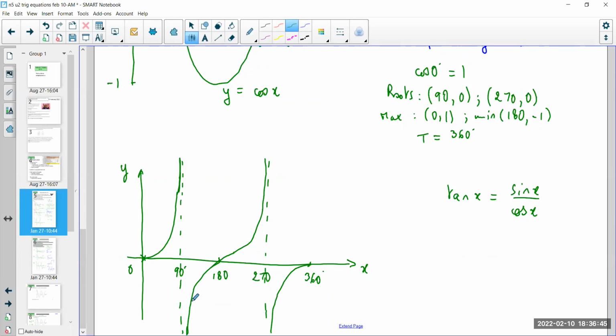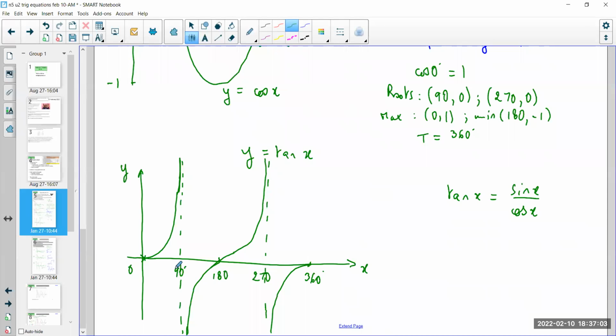Okay, so that's tan x, but it's not something that is asked during a Nat 5 exam, draw tan x. No, I've never seen that. It's always either sine or cos, but it's good to know what it looks like.